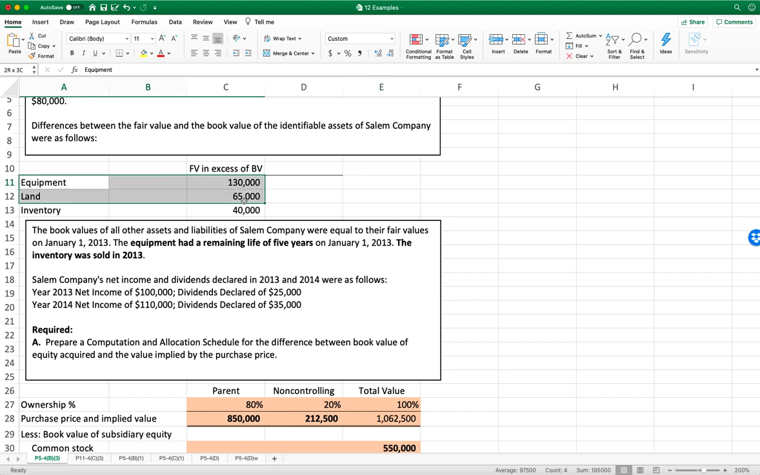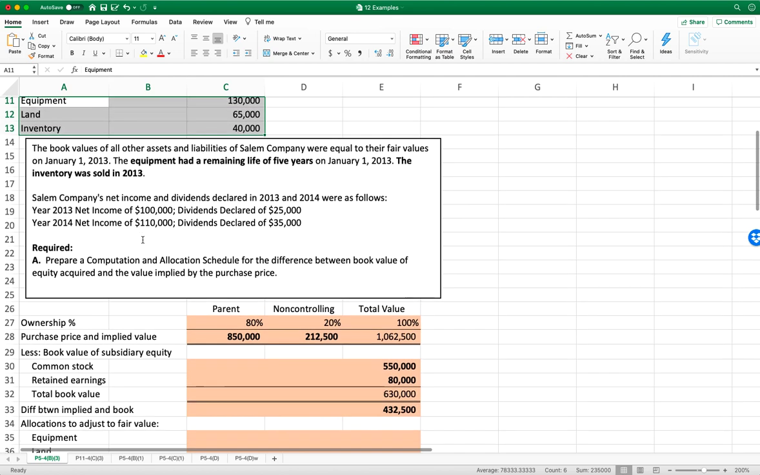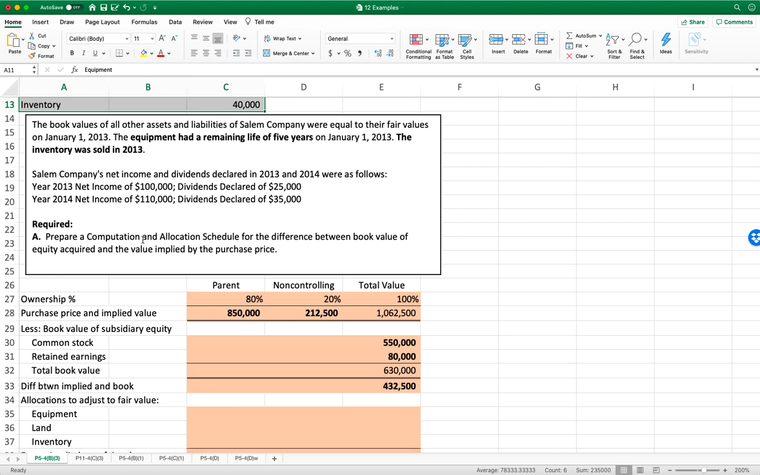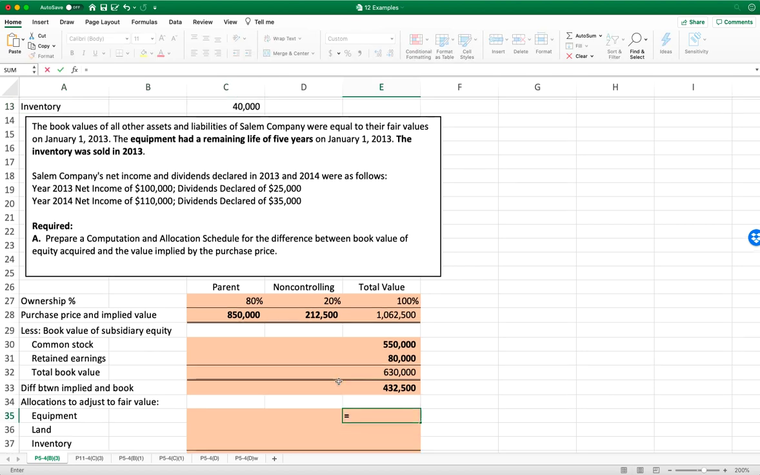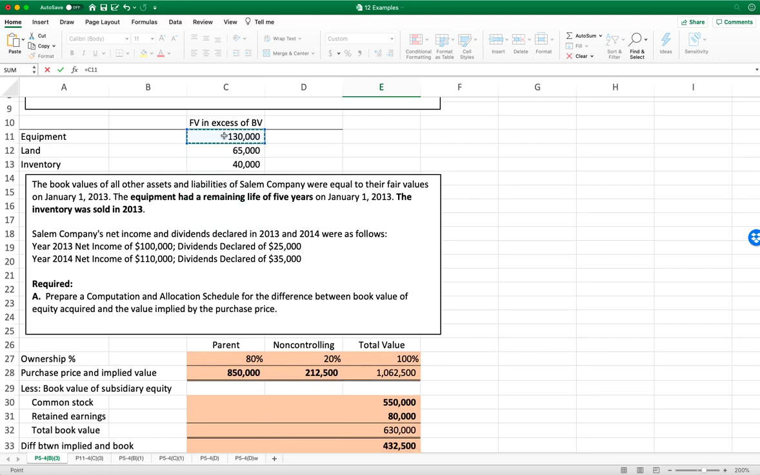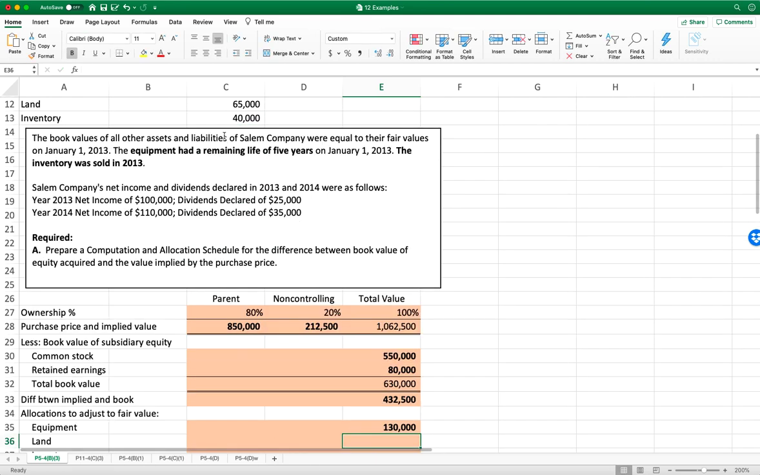And we have three accounts that seem like suspects here. So they told us that these accounts have fair values greater than their book values and gave us the amounts. All three are asset accounts and all three are getting bigger. So that means that every allocation entry we make is going to be a debit to increase these assets. So we're going to enter all of these amounts as positive numbers. Remember that the number in here is going to be the difference between fair value and book value. So that's what they gave us, so we don't have to calculate anything.